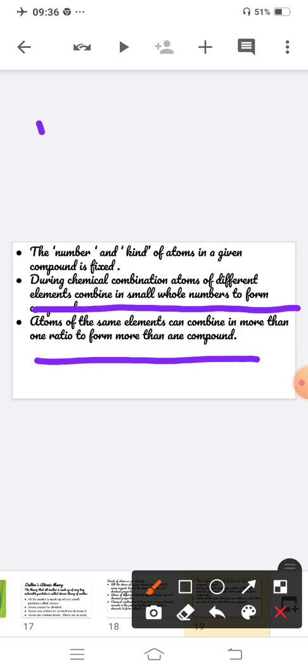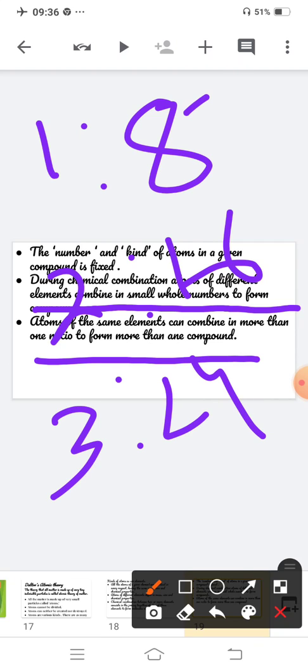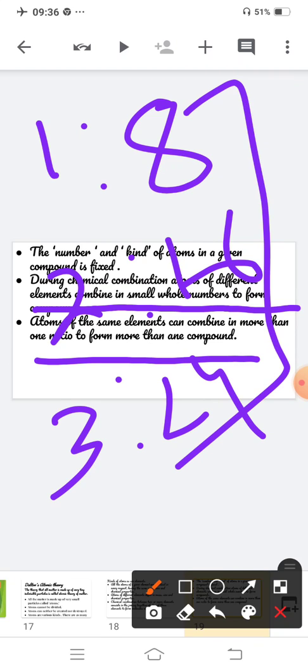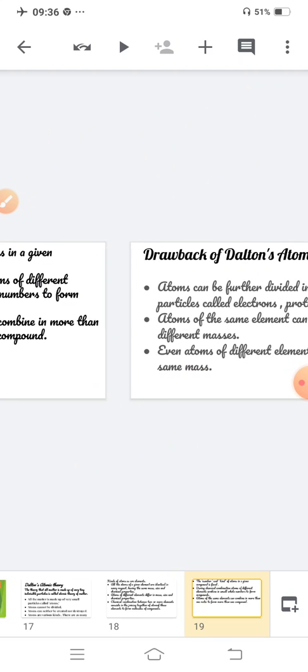You know that the ratio of forming water is 1:8. Now, if you want to produce 2 mole of water, what will you do? You will just double this ratio, 2:16. Is this clear? And if you want to produce 3 mole of water, what will you do? Just triple it. These are the same ratio. So, atoms of the same elements can combine in more than one ratio to form more than one compound. Is this clear?